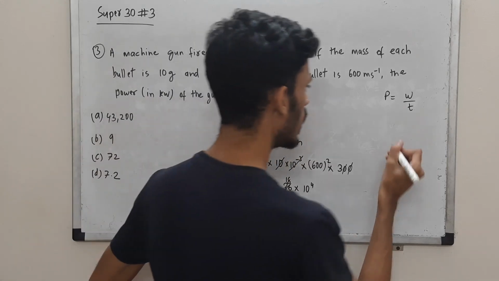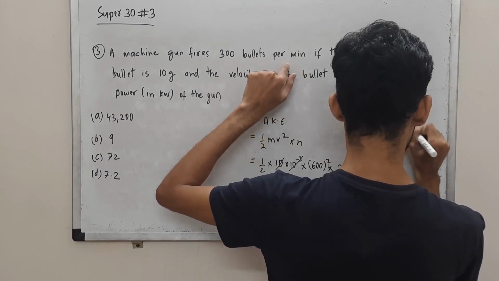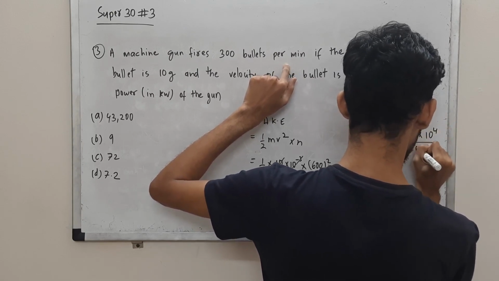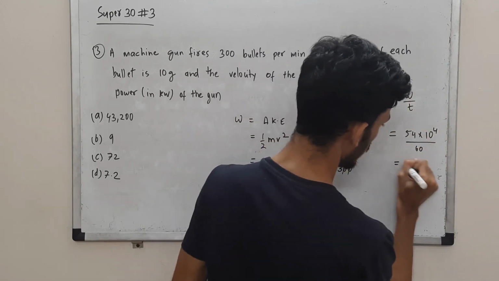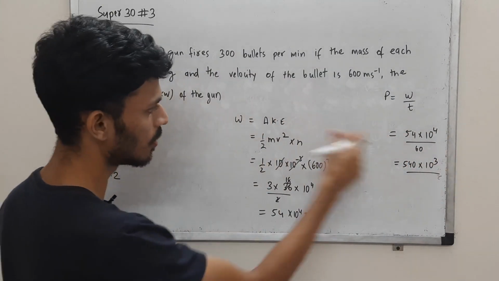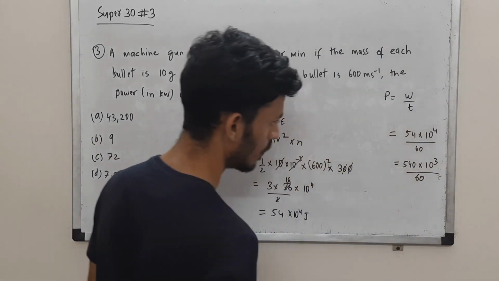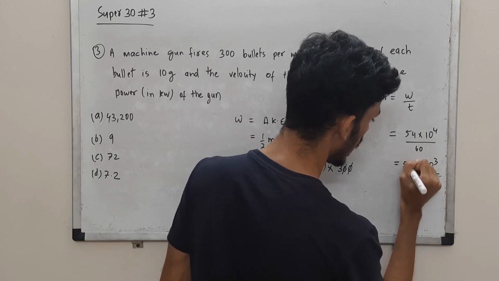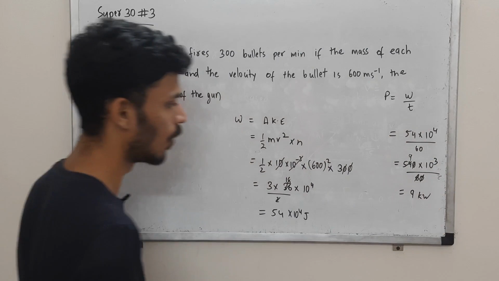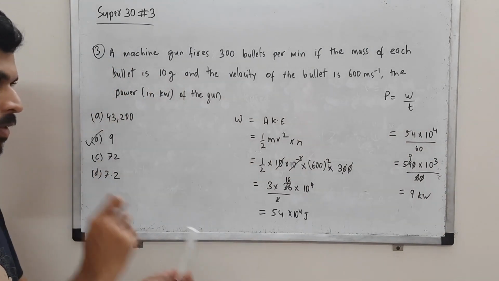Now that work is done in 1 minute, 300 bullets per minute. So you have to divide by the time, which is 1 minute, which is 60 seconds. I can say this is 540 into 10 to the power 3, because I want the answer in kilowatt, so I'm bringing it in those terms. 6 9s are 54, so 540 over 60 gives 9 kilowatt. Option B is the correct choice over here. Over to the next question.